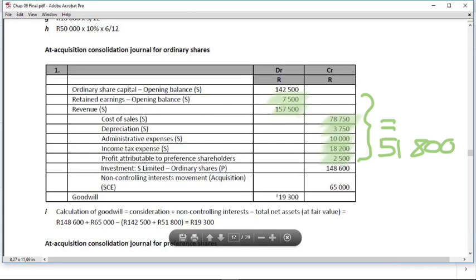And now this at acquisition consolidation journal entry has an enormous effect on the consolidated SPLOCI line by line. After you've now eliminated the equity against the investment and measured NCI, you end up with goodwill from this at acquisition journal entry. Please note that this 51,800 represents the at acquisition retained earnings of the subsidiary attributable to the owners of the parent as ordinary shareholders.